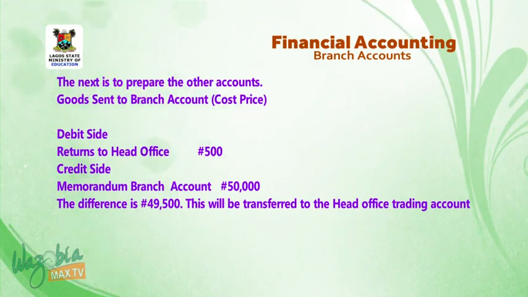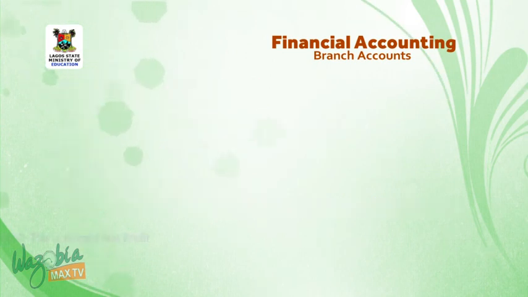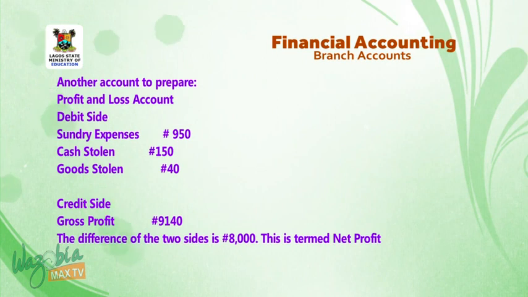Goods sent to branch account. Debit side, returns to head office 500 naira. Credit side, memorandum branch account 50,000 naira. The difference is 49,500. This will be transferred to the head office trading account. Another account to prepare, the profit and loss account. Debit side, sundry expenses 950 naira. Cash stolen 150 naira. Goods stolen 40 naira. Credit side, gross profit 9,140 naira. The difference of the two sides is 8,000 naira. This is termed net profit.